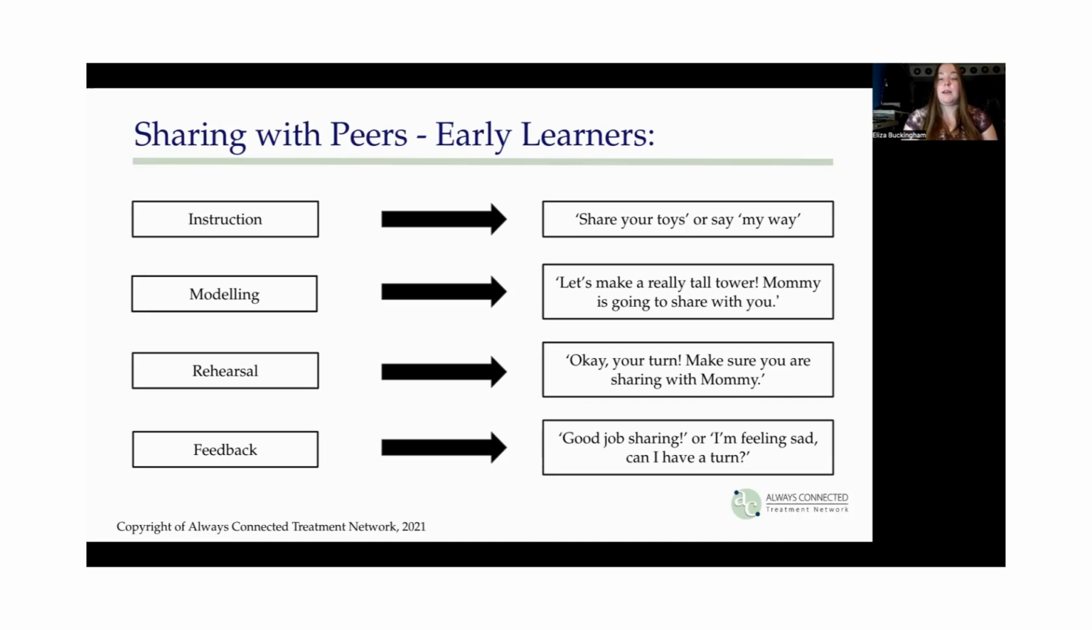And then for feedback, good job sharing, or I'm feeling sad, can I have a turn? Making it very clear to them that they did a good job of sharing or they didn't. But again, providing that kind of sandwich for feedback. So you're doing positive, corrective, and positive. So try and make it as positive as possible, but again, correcting those mistakes. And when you're correcting them, just make sure that you're providing that feedback and then modeling again what appropriate sharing would look like.